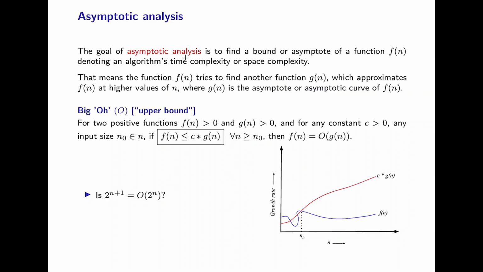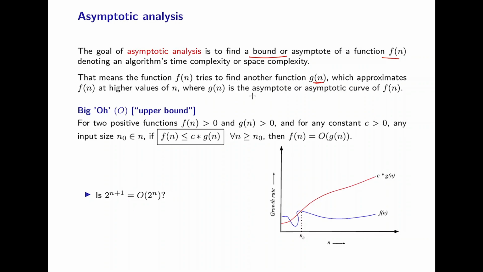The goal of asymptotic analysis is to find a bound, or an asymptote, of a function f(n). That f(n) can denote an algorithm's time complexity or space complexity, whatever. The meaning is that we try to find another function g(n) which approximates f(n) at higher values of n, where g(n) is called the asymptotic curve or asymptote of f(n).